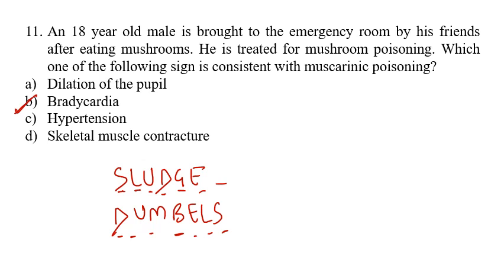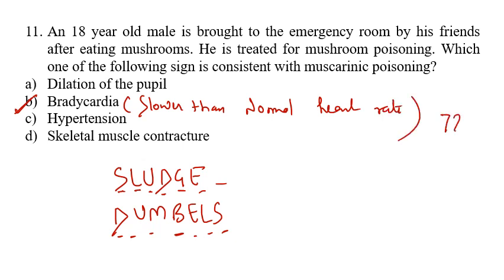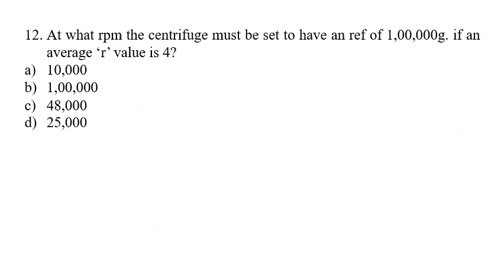So what is bradycardia? It is a slower than normal heart rate. ठीक है. So the normal heart rate is 72 times per minute. If the heart rate is below 72 times per minute, it is called bradycardia, while the other term is tachycardia, in which the heart rate is higher than normal. It will be more than 72 times per minute. So in this question, the correct option would be B.